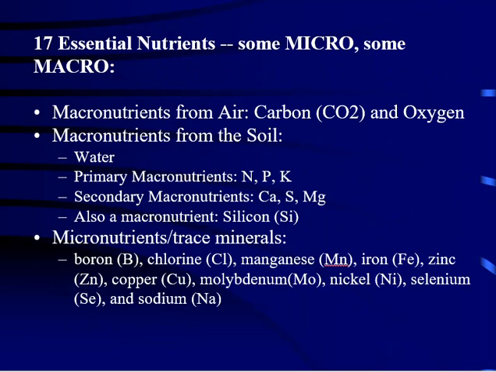Here's that list again, categorizing them in a different way. Macronutrients from the air, carbon dioxide, or carbon and oxygen, and then macronutrients from the soil, water. There are primary macronutrients, NPK, and the reason they're called primary is they're used in the highest amounts, and they're the ones that the fertilizers in agriculture focus on. Secondary macronutrients, calcium, sulfur, and magnesium, and then sometimes silicon is also included in the macronutrient list. And then the micronutrients are listed also. So just another way to categorize all those nutrients and think about them.